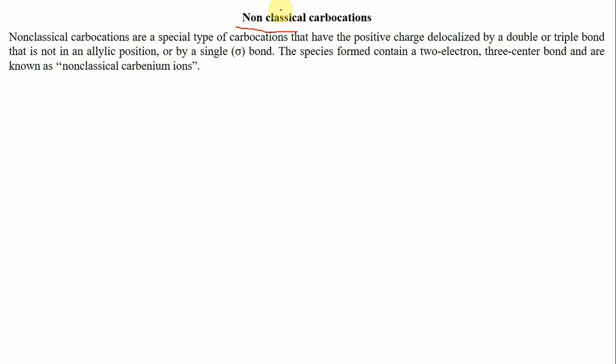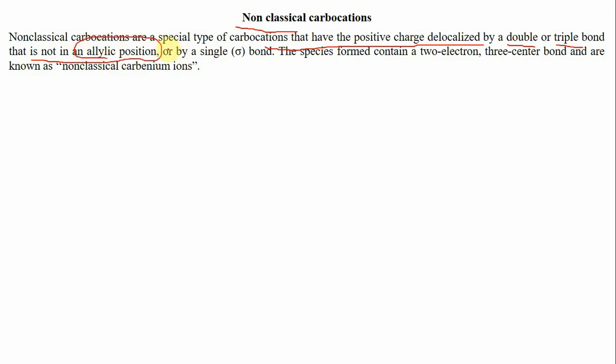Okay, now next are the non-classical carbocations. So far we have discussed the classical carbocations. Now there is one other category of carbocations which are called non-classical carbocations. So by definition, what are these non-classical carbocations? These are carbocations in which the positive charge present over carbon is stabilized or delocalized either by a double bond or by a triple bond which is not present at the allylic position.